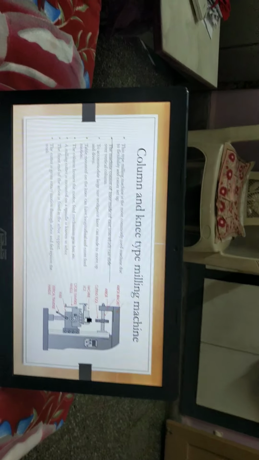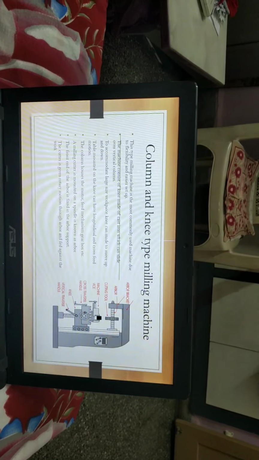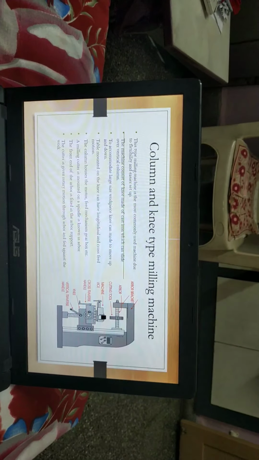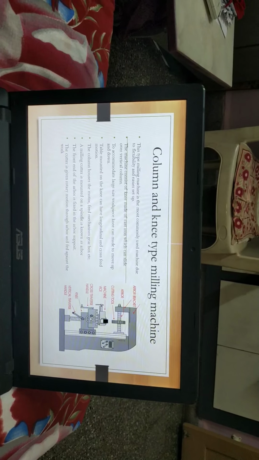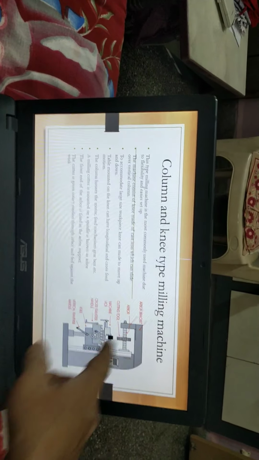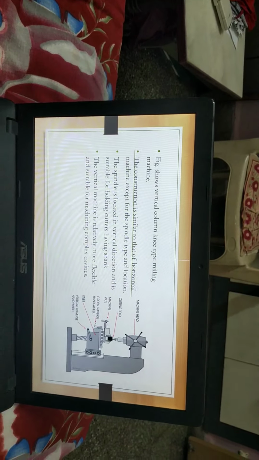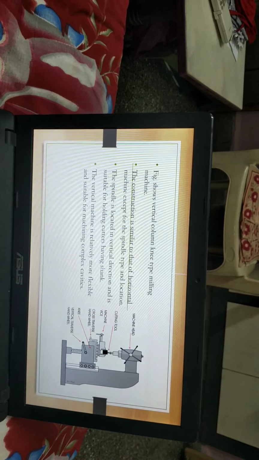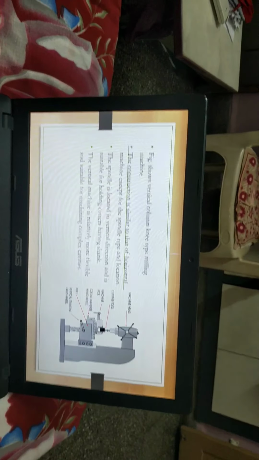The milling cutter is mounted on a spindle known as arbor. The front end of the arbor is fixed in the arbor support. The cutter is given rotary motion through the arbor and fed against the workpiece. This was the horizontal milling machine. This one is the vertical milling machine.